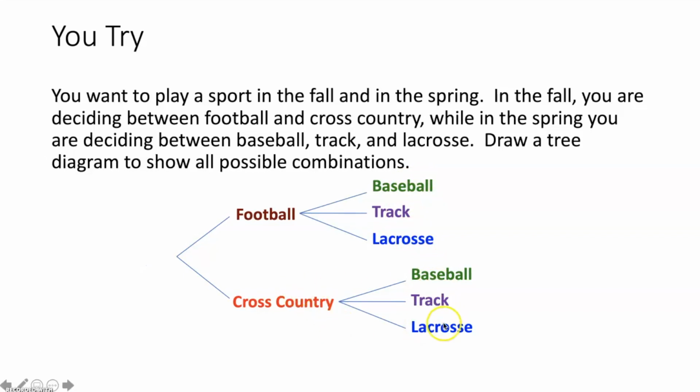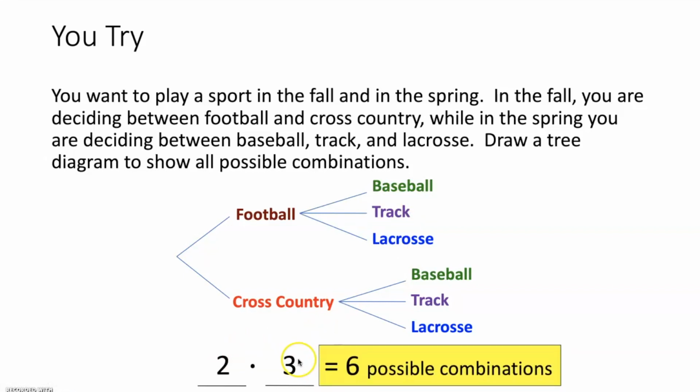And if you didn't trust your tree diagram, you could still use the counting principle. Remember, in the fall, you had 2 different choices. You could choose between football and cross country. In the spring, however, you had 3 different choices. You're choosing between baseball, track, and lacrosse. So to find the total number of possible combinations, the counting principle just says multiply 2 times 3, and you get that there are 6 possible combinations.